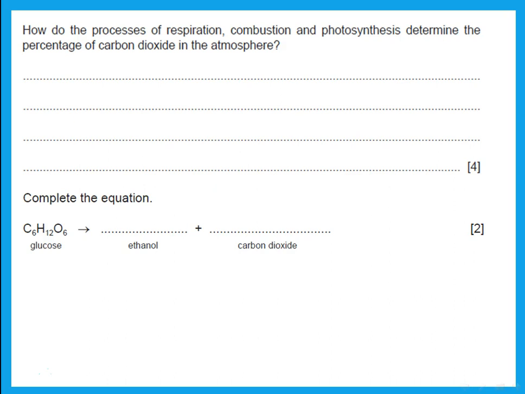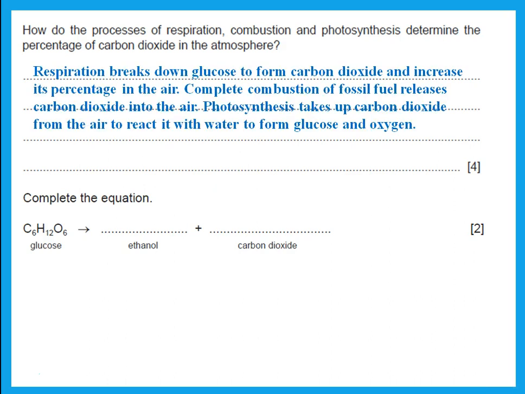How do the processes of respiration, combustion, and photosynthesis determine the percentage of carbon dioxide in the atmosphere? So what is each of these doing? Respiration breaks down glucose to form carbon dioxide, so it increases its percentage in the air. Now, complete combustion releases carbon dioxide into the air, so it's increasing it. And photosynthesis takes up carbon dioxide from the air to react it with water to form glucose and oxygen, so we're decreasing the amount of carbon dioxide in the air.